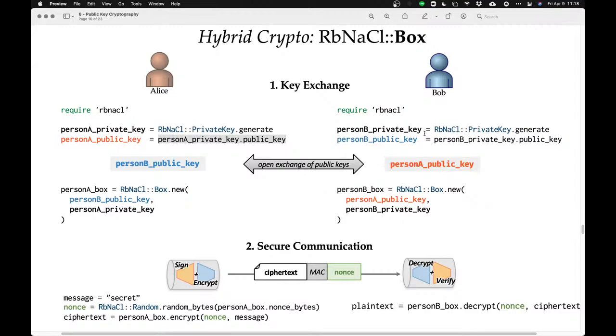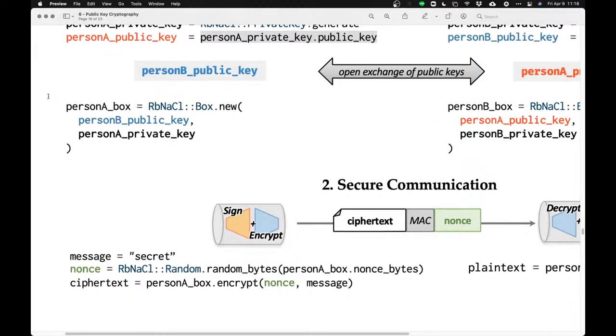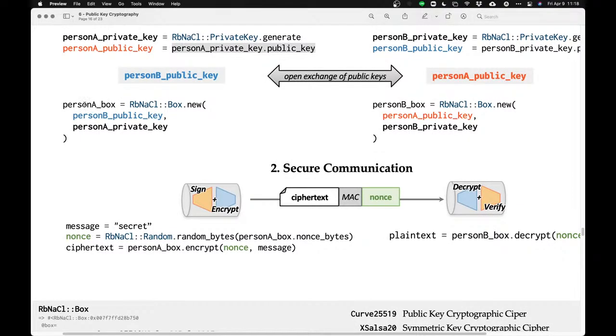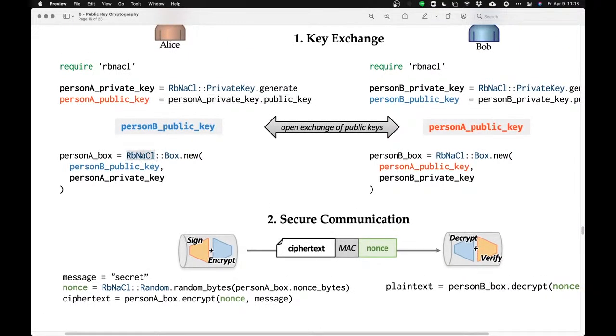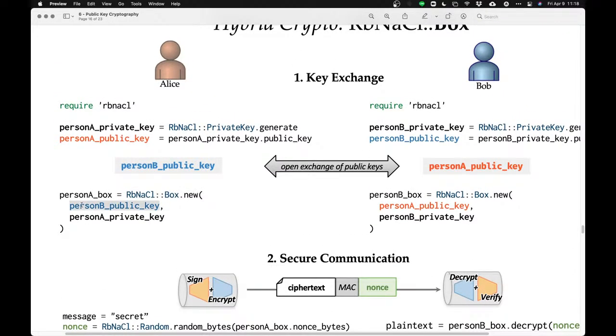Bob does the same thing on the other side. So with RbNaCl, you generate a private key, and then you use that private key to generate a public version of it, the twin of it, right? So that's why I said the keys are born together. They're not two random keys. They're created together. Then on each side, they have to set up a box, RbNaCl box. How do you set up the box? You set up the box by basically providing it the other person's public key and your private key. All right? And that creates a box.